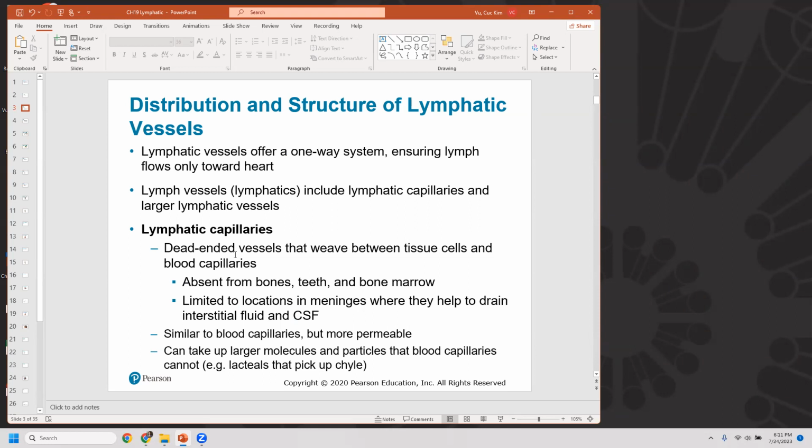Okay. So lymphatic capillaries are very similar to the blood capillaries that you learned about, right? They're very thin, they're single layer, and the main difference is that they're more permeable, and they can take larger molecules. The example of that is how the lacteals, which are the lymphatic capillaries, can pick up the fats. Once the fats enter into the lacteals, they're called chyle.